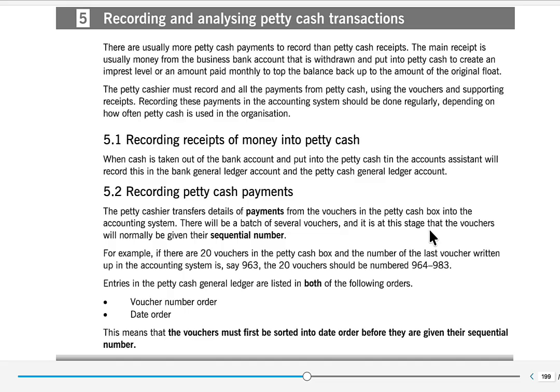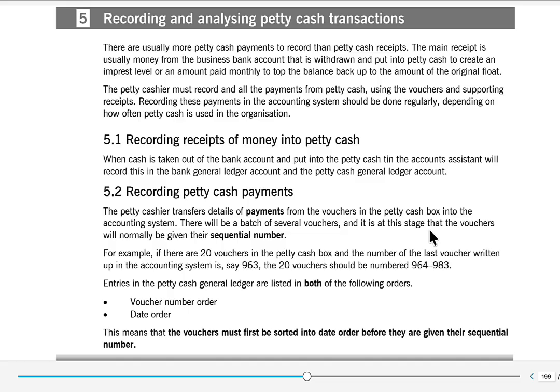The important rule about voucher numbering. This lesson also teaches a very important control rule. The vouchers are normally given sequential numbers. That means the voucher numbers go in order. For example, 963, then 964, then 965, and it continues. Why do we number vouchers in order? Because it helps us check that no voucher is missing. If voucher 966 is missing, we notice it immediately, and we can investigate what happened. So numbering vouchers is a control tool. It protects the business.